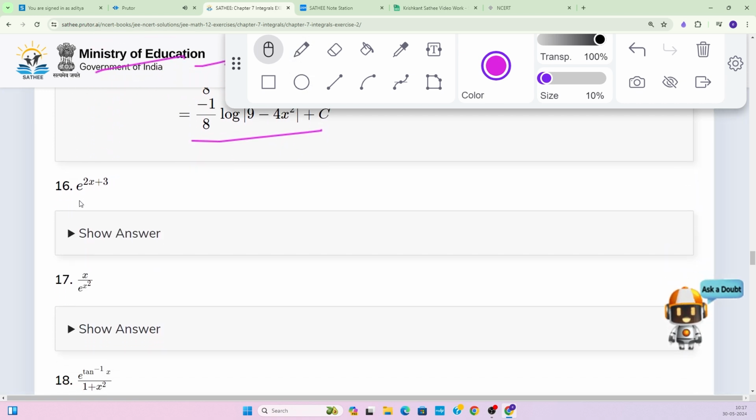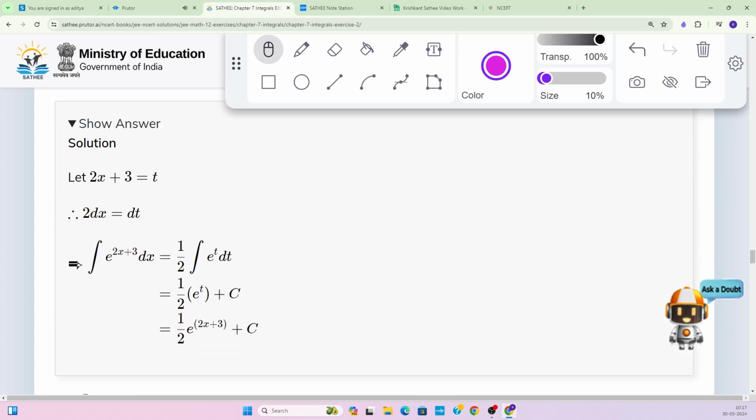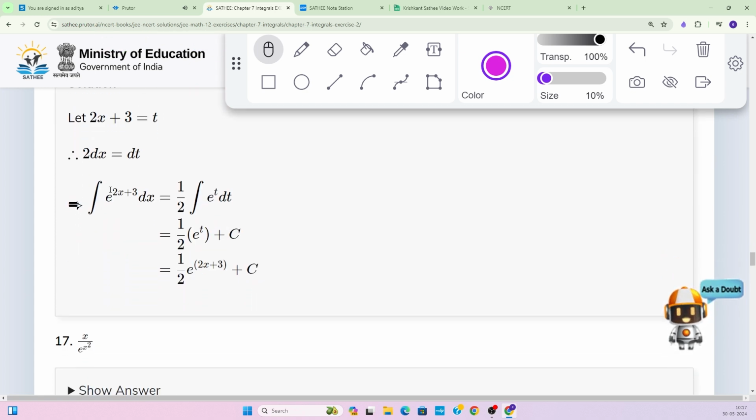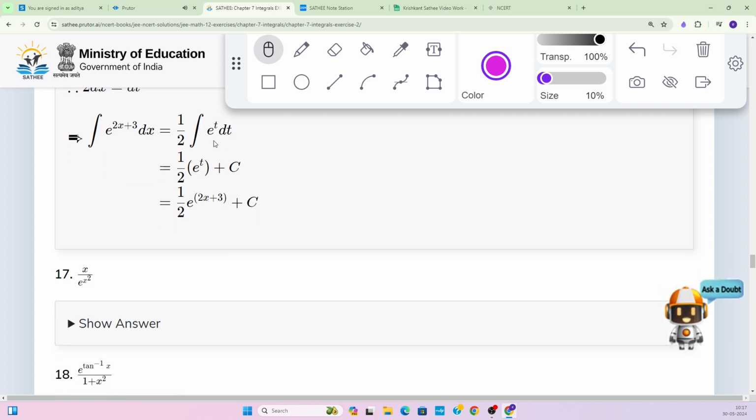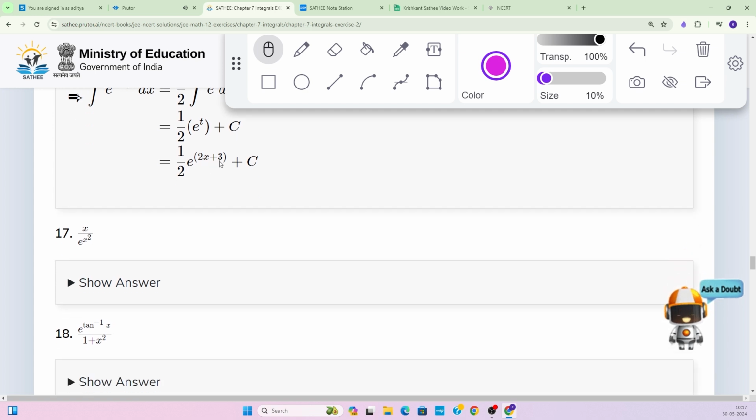Now problem number 16 says integrate e power 2x plus 3. You will have 2x plus 3 equals t. Therefore 2 dx equals dt. This means you will have half of the integration of e^t dt. This means half of e^t plus c. This means half of e power 2x plus 3 plus some constant.